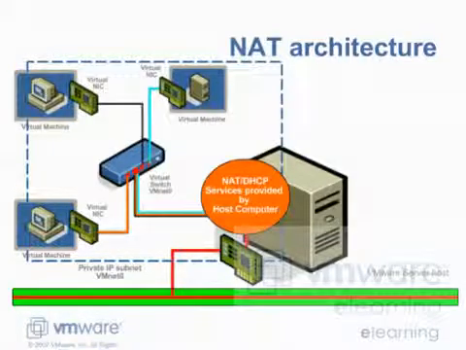When using NAT networking, the virtual machines do not appear on the physical network. Instead, the VMware Server creates a private network for the virtual machines, providing them DHCP and NAT services. The virtual machines can only get access to the network going through the NAT service provided by the VMware Server.